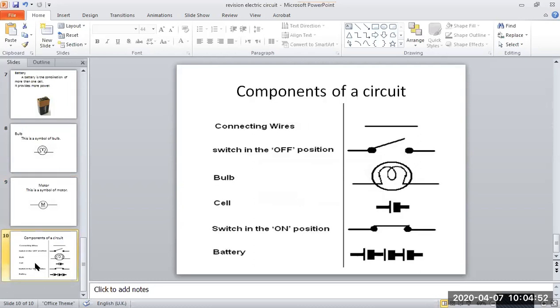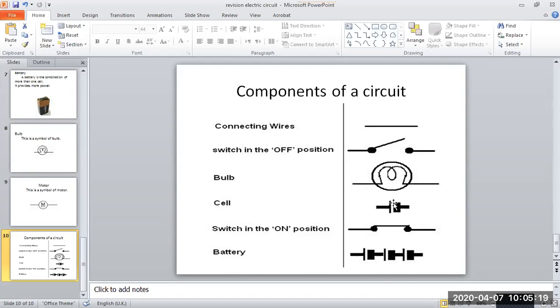And here, this is the sign, for example, of a wire that carries the current. This is a wire inside the circuit, and this is an open circuit, switch off. And this is the sign of a bulb, and this is the sign of a cell, and this is the sign of a switch on, and this is a sign of a battery.